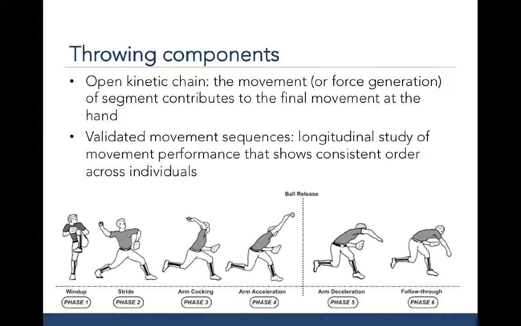We will examine validated movement sequences, which are based on longitudinal studies of movement performance that show consistent patterns or follow a consistent order across individuals. This is similar to our pattern of motor milestones that we discussed in infancy. Although the timing of the acquisition of when each stage occurs varies by individual, the order of the sequences or stages is relatively consistent across individuals.